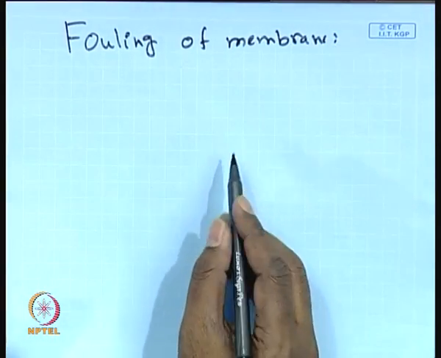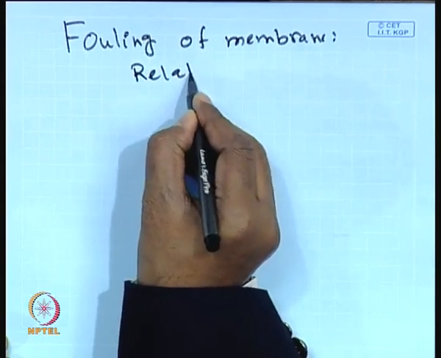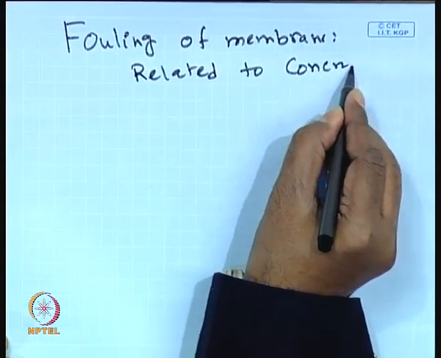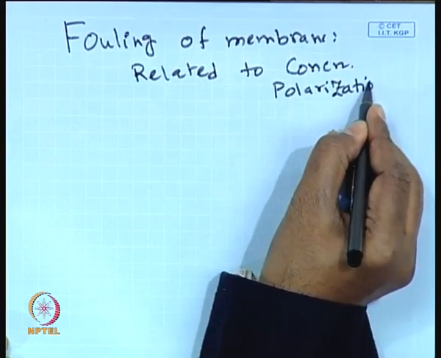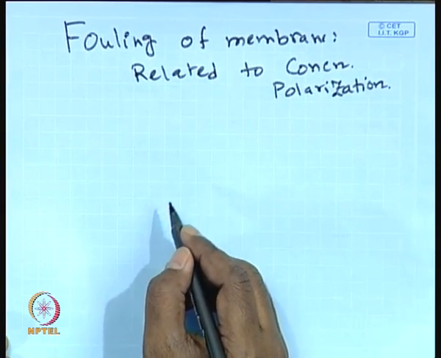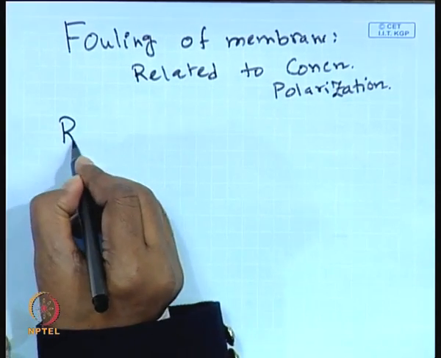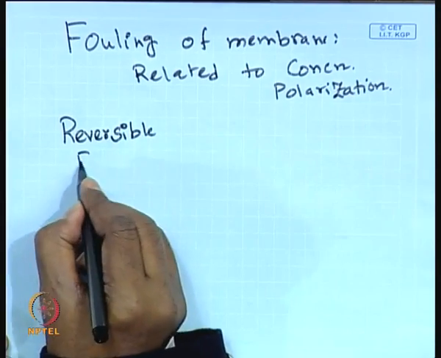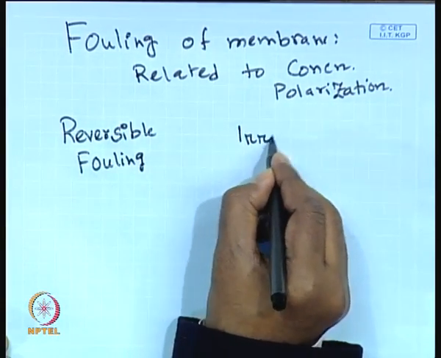Fouling of membrane. Now, membrane fouling is related to concentration polarization. You must be realizing now, it is related to concentration polarization. Depending on the ease of removal of fouling, the fouling can be categorized into two types. One is reversible fouling, another is irreversible fouling.